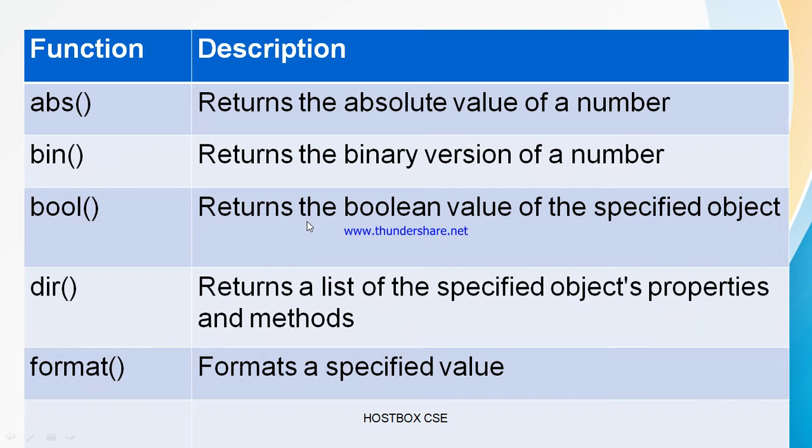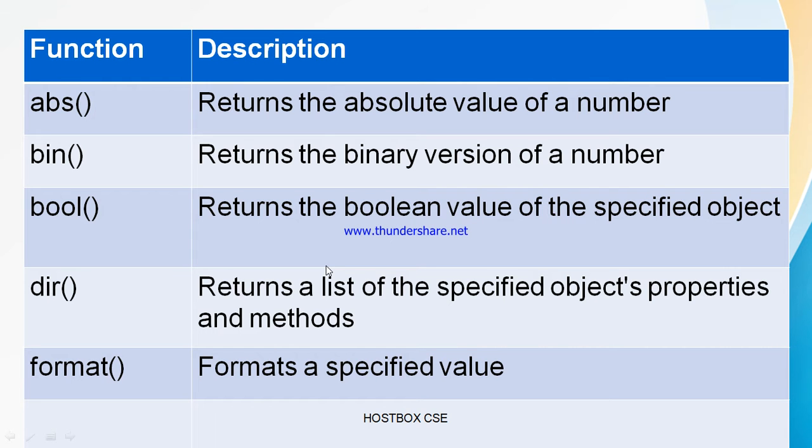In version 3.8.0, let's go here. The functions called abs, bin, bool, dir, format are there. What is abs? It returns the absolute value of a given number. And bin returns the binary version of a number. And bool returns the boolean value of the specified object. And dir, shortly, returns a list of the specified object's properties and methods.